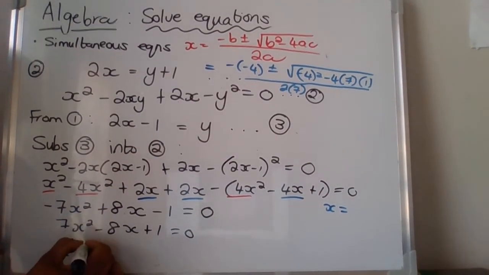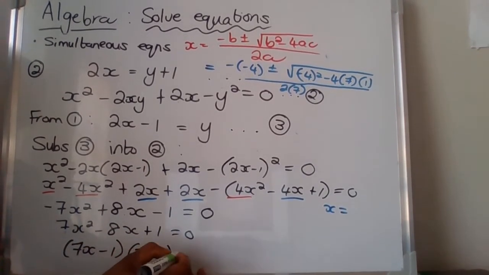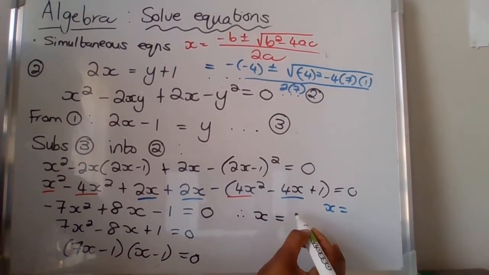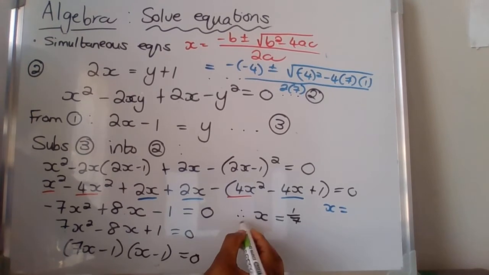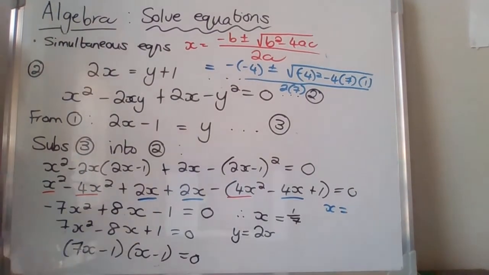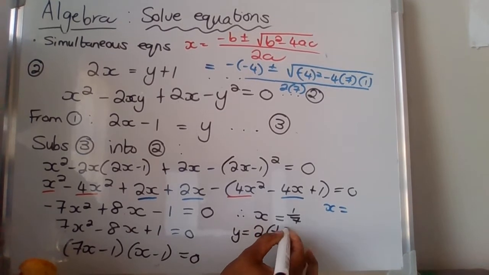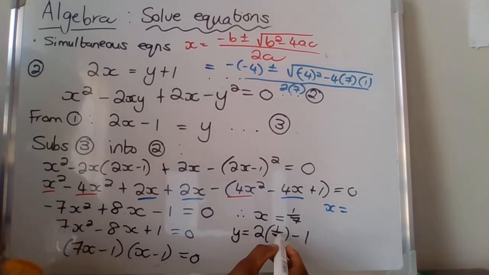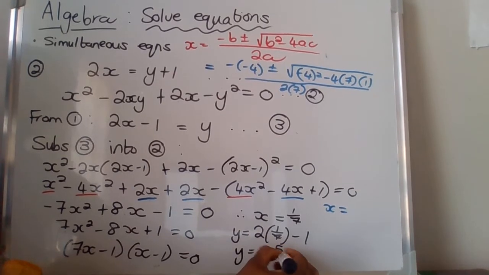When you factorize it, it's 7x minus 1 times x minus 1 equals 0. So therefore, x equals 1 over 7. Okay, and when x equals 1 over 7, y equals 2x minus 1. So 2 times 1 over 7 minus 1. Okay, so that's 2 over 7 minus 7 over 7. So y equals minus 5 over 7.